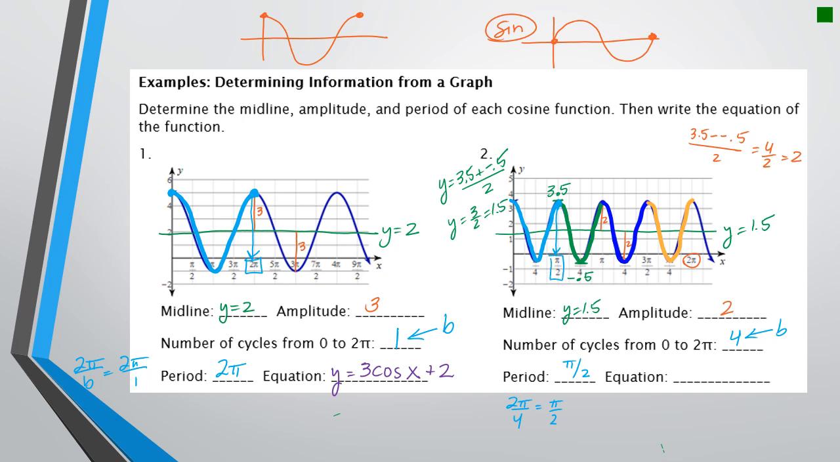Now the last thing is the equation. So I have y equals, amplitude is 2. And then I have cosine bx, so 4x. And then plus 1.5 for my midline.